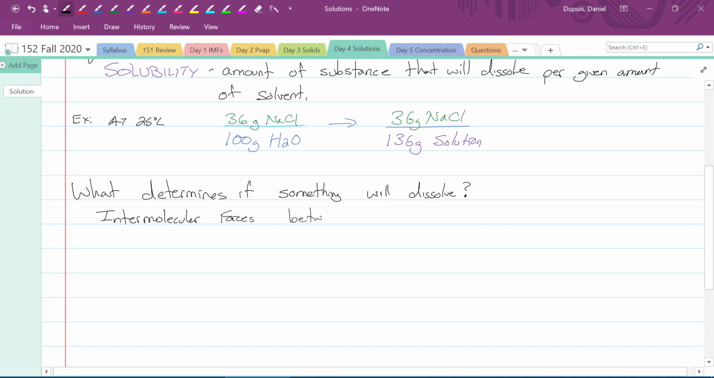between a couple things: solvent and solute, so the solvent and solute, the solvent and solvent, and the solute and solute.